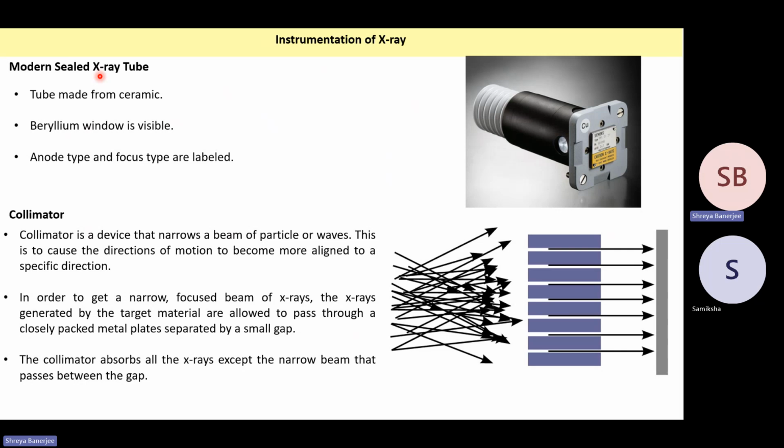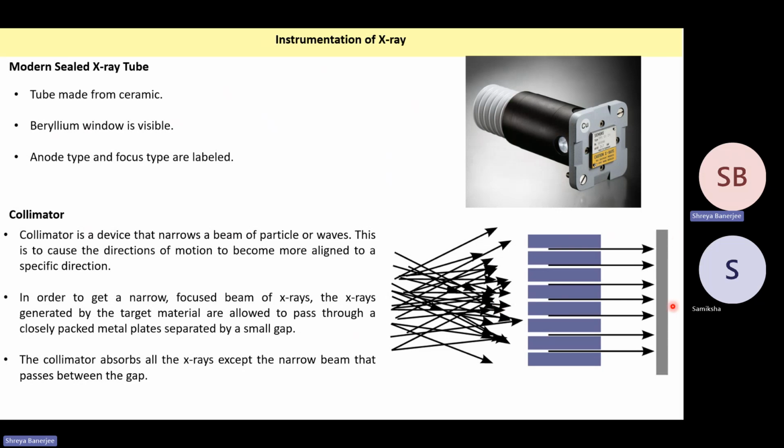So the modern X-ray tube looks something like this. It is made of ceramic with a beryllium window. And there are labels about what anode or cathode type is used. And there is something called a collimator in all the modern devices. What it does is, imagine the X-ray that is produced is like this, different rays in different directions. So many of the rays will cancel out, many will be deflected away. The collimator will force the rays to be focused in a narrow beam.